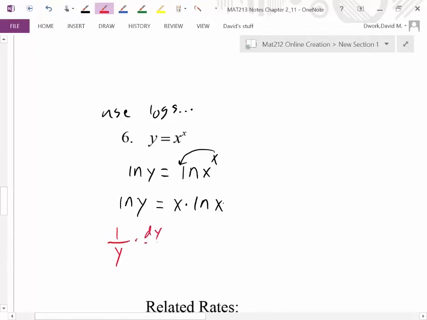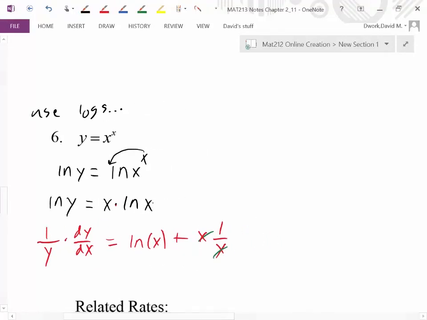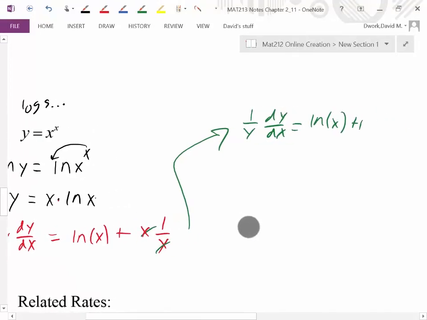Well, the derivative of y is dy/dx, which is equal to, now how do I do the derivative of this since I have 2 things multiplying? Product rule, right? So the derivative of x is 1, leave the natural log alone, plus, now leave the x alone, the derivative of natural log is 1 over x, those divide, leaving me with 1. So that's going to leave us with 1 over y dy/dx equals natural log of x plus 1.